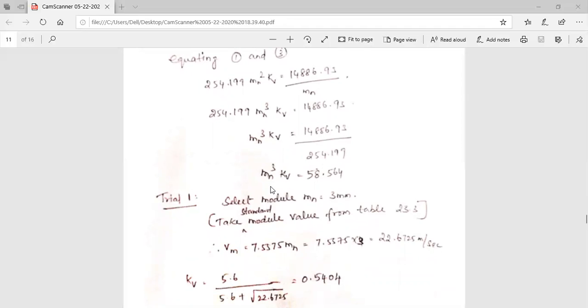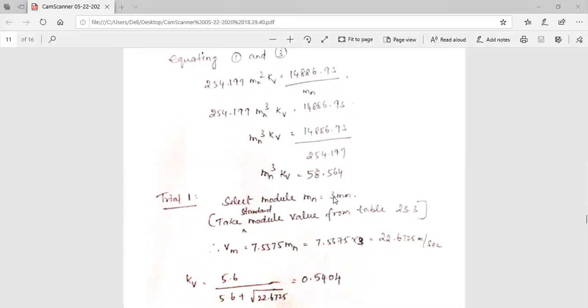So the module value we always find by the trial and error method only. We find the normal module by using trial and error. First you select the minimum value. The standard module value is given in table 23.3 in the data handbook. So refer to the table and select the standard module value. First you select 3 mm.